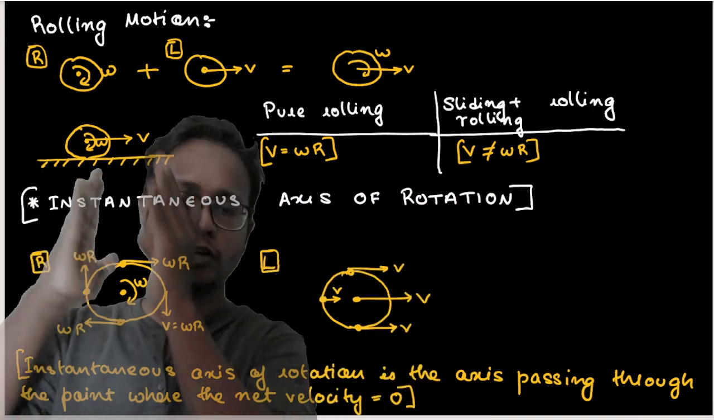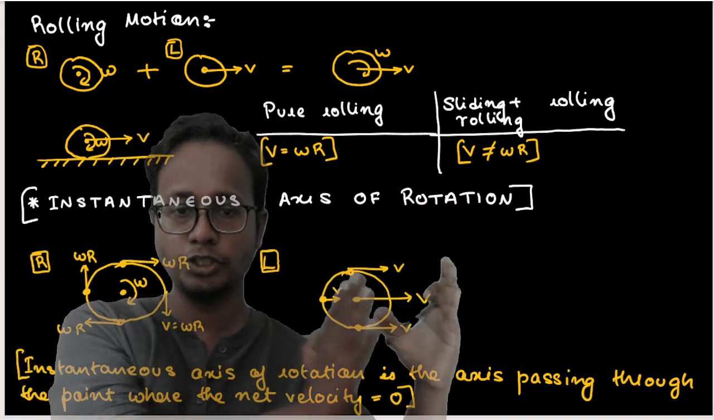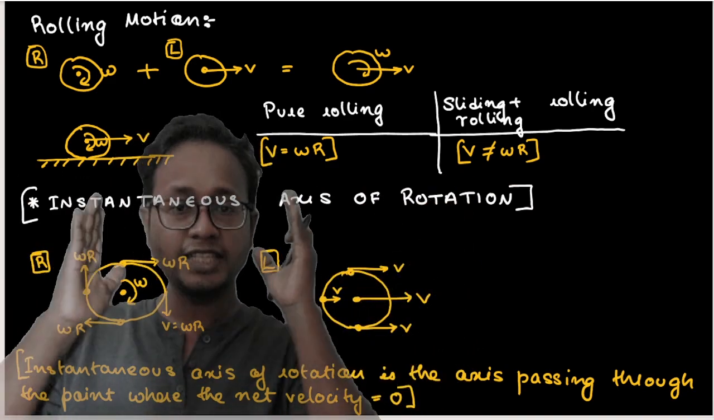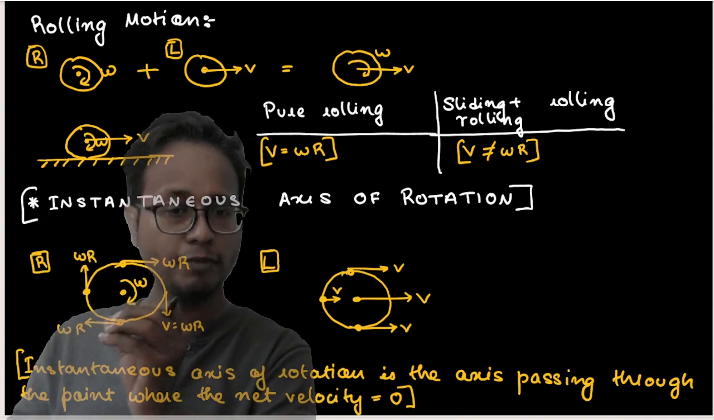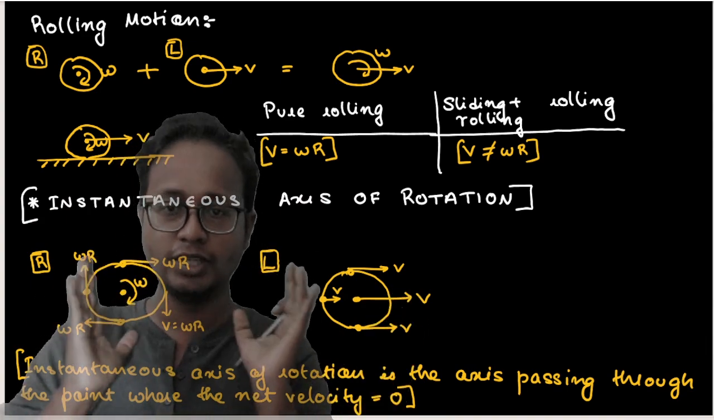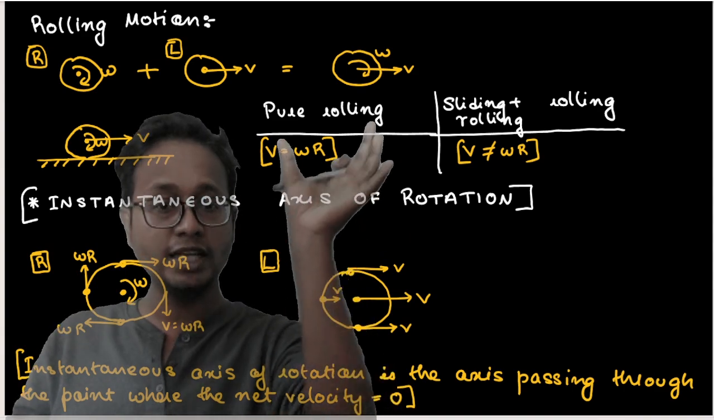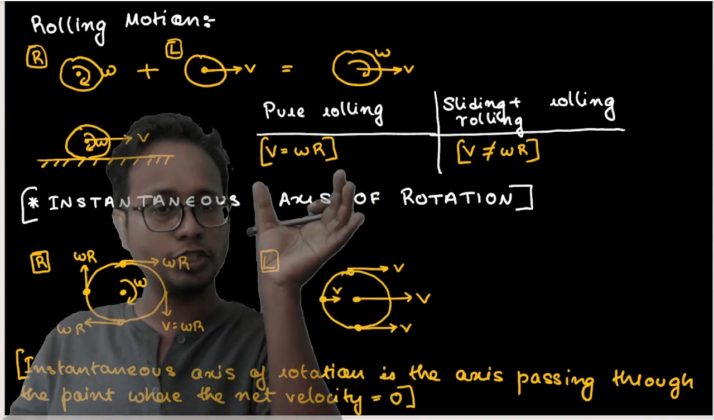Rolling motion is a combination of rotational motion plus linear motion. The instantaneous axis of rotation is a point where the net velocity, that means velocity due to rolling motion plus velocity due to linear motion, is equal to 0. Now for pure rolling, this is the condition: V equals omega R.